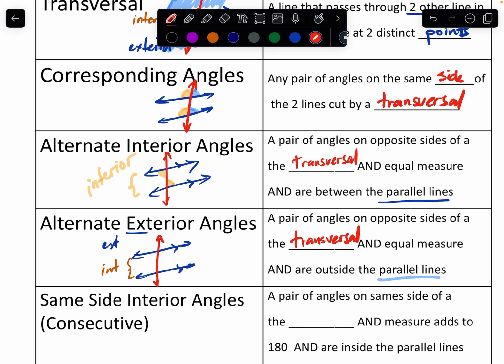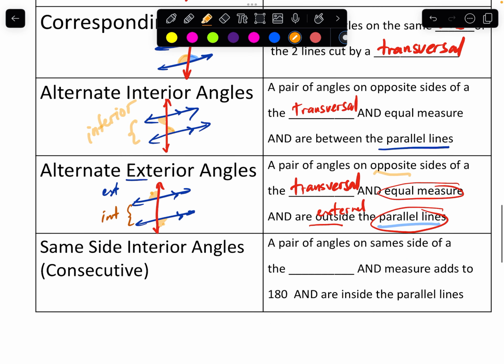And equal measures. So if these two blue lines are parallel, then your angles are equal measures, and they are outside, external, right? External. So you're talking about these angles right here. So again, outside, external, external. And they are on opposite sides of the transversal. So one's on the left side, one's on the right side.